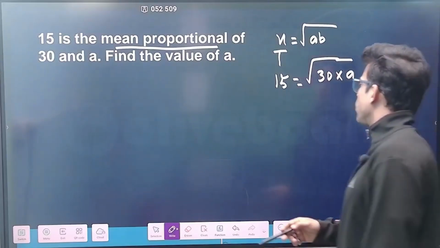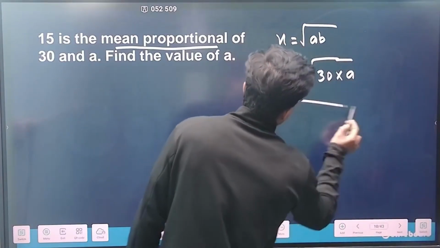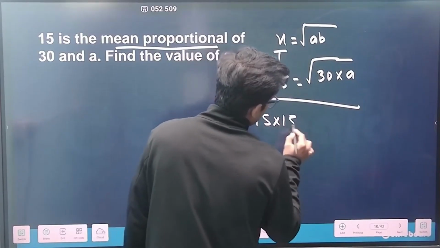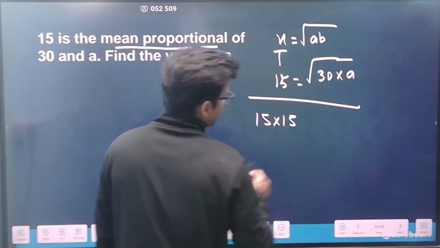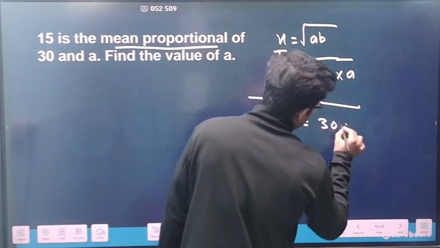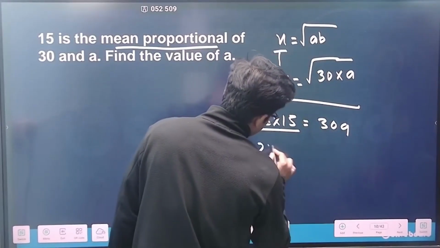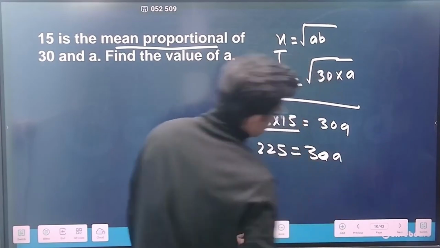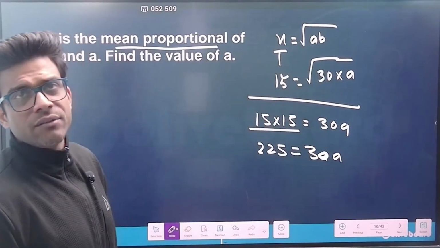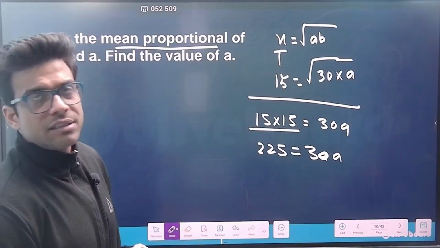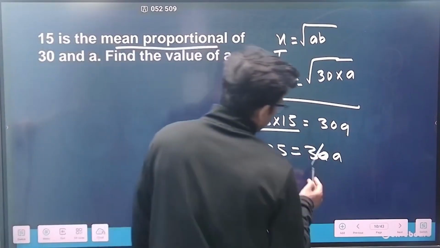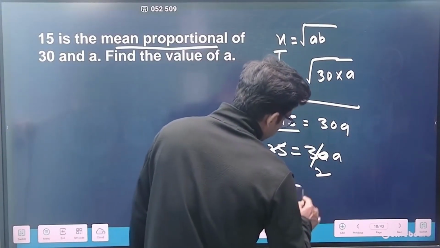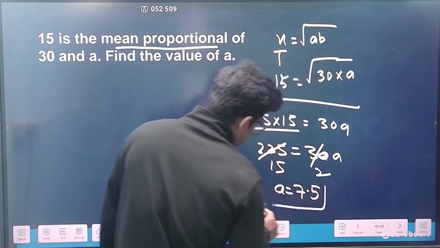No worries. Now I'll put the square. Can I say that this would be 15 into 15? 15 square means 15 into 15 is equal to 30 into a. Then 15 square is 225, so 225 is equal to 30a. This will go like 2 times 15 is 30 and 15 times 15 is 225. So the value of a would be 7.5. Is this clear?